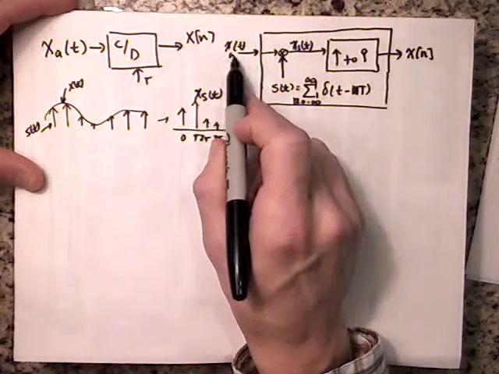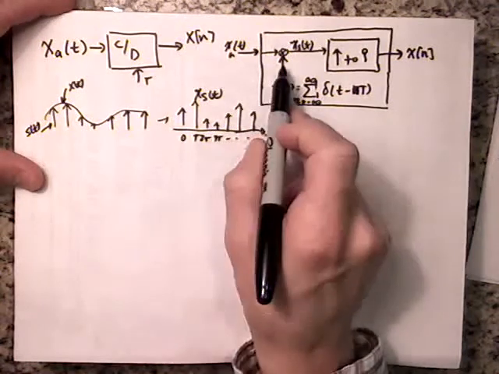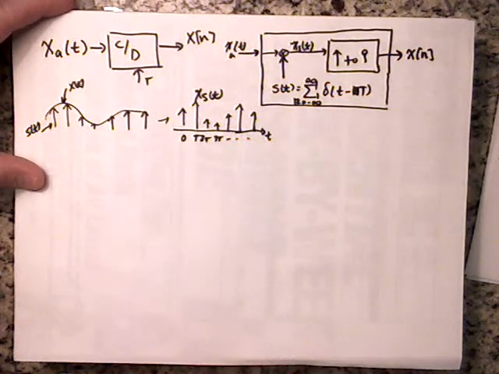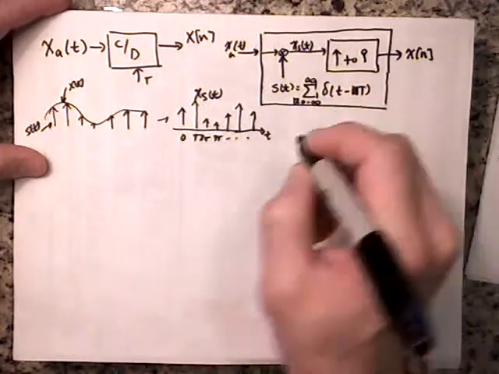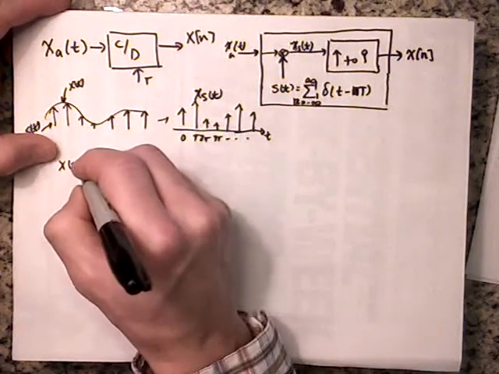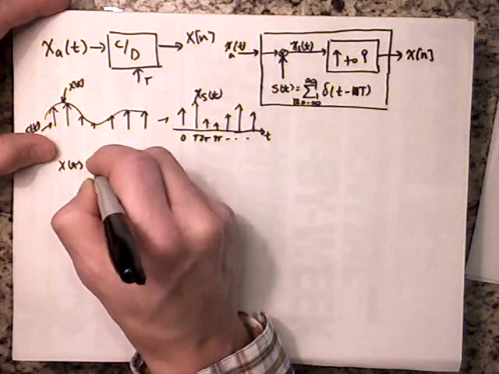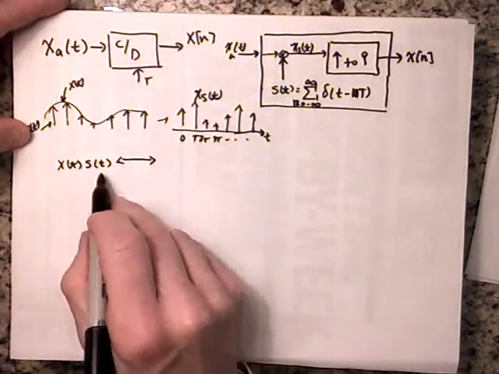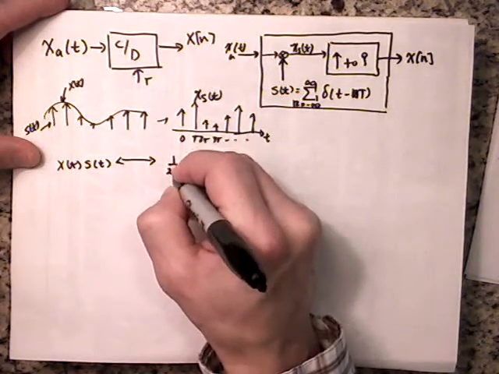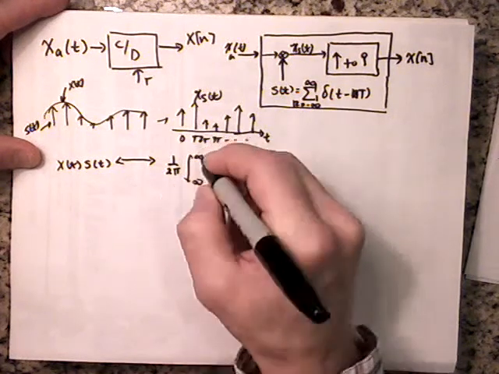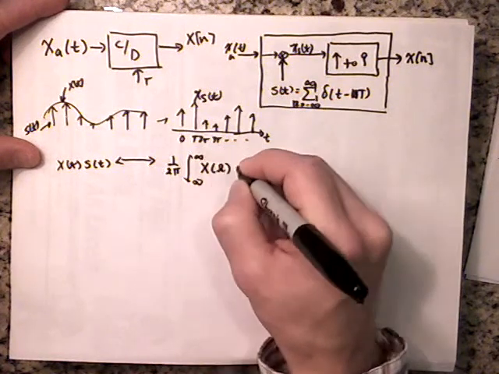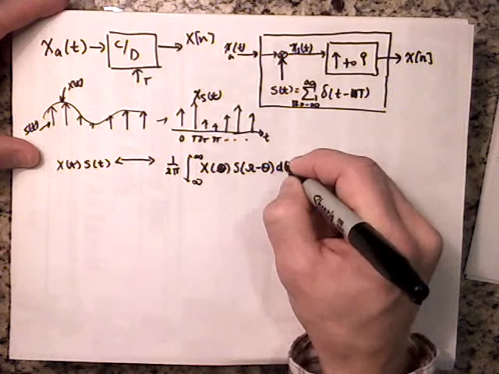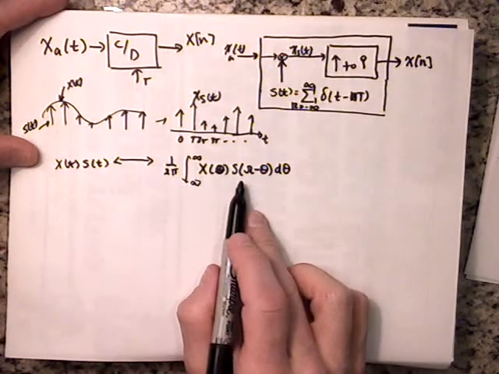If I take the signal x_a(t) and I multiply it by this impulse train, multiplying two signals in the time domain is the same thing as what in the frequency domain? Well, if I have two signals, x(t) and s(t), and I multiply them together in the time domain, then the Fourier transform of the product gives me 1 over 2 pi times the integral of X(theta) S(omega minus theta) d theta. So I get 1 over 2 pi times convolution in the frequency domain.